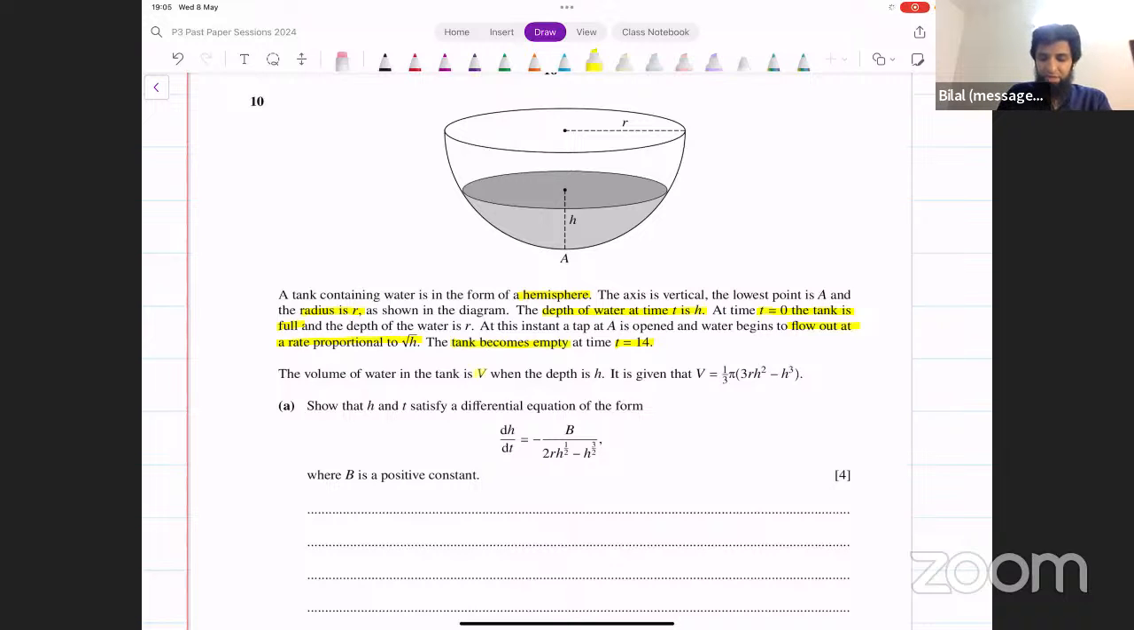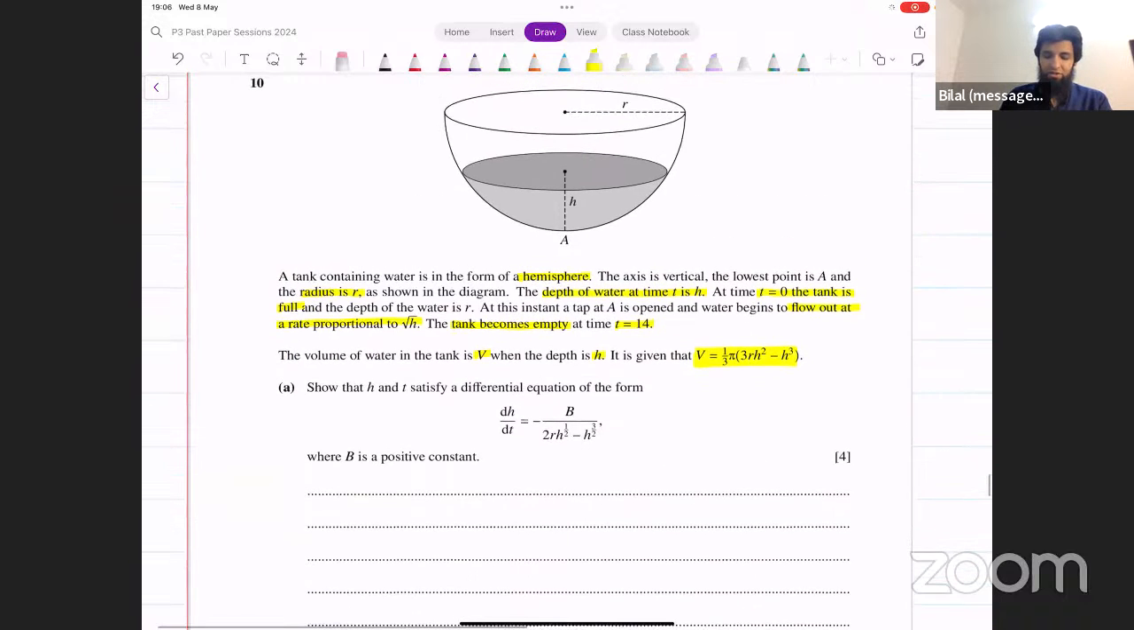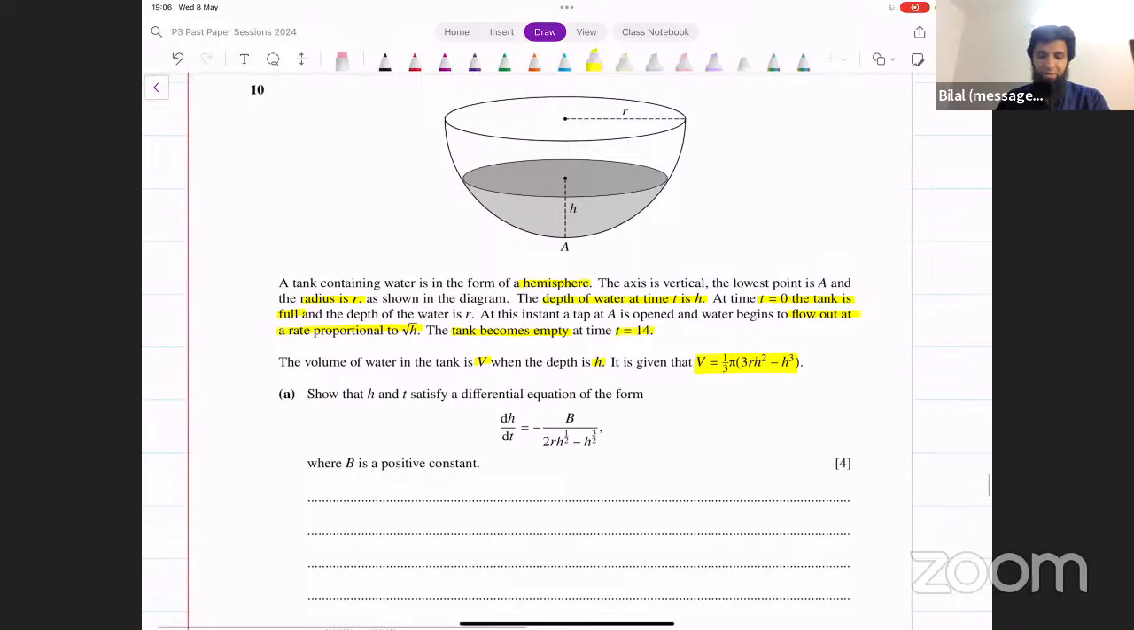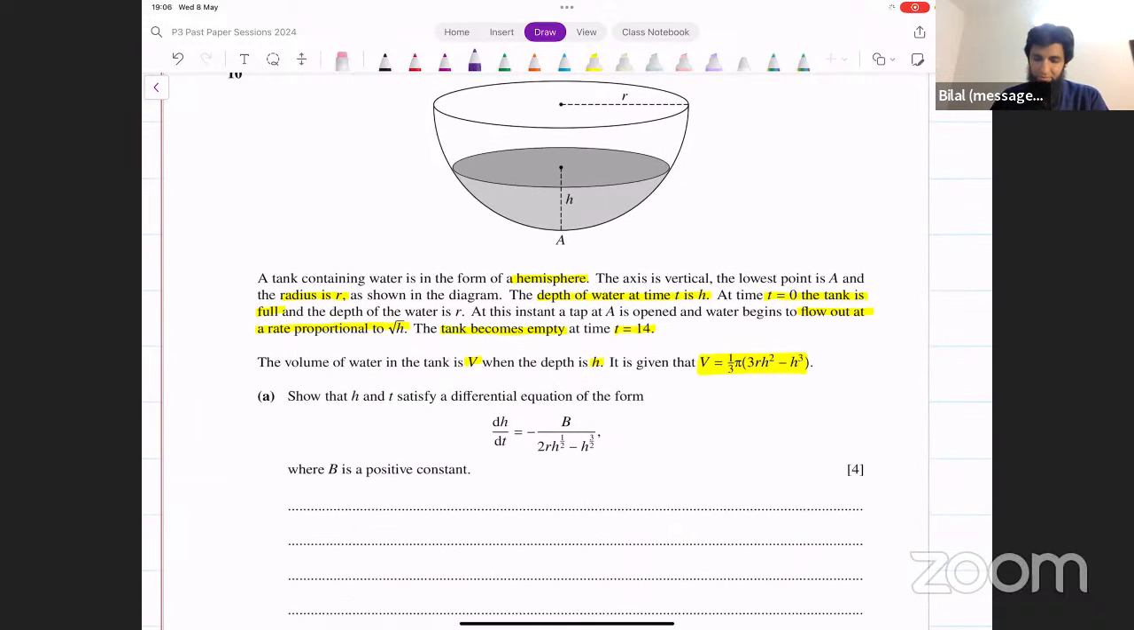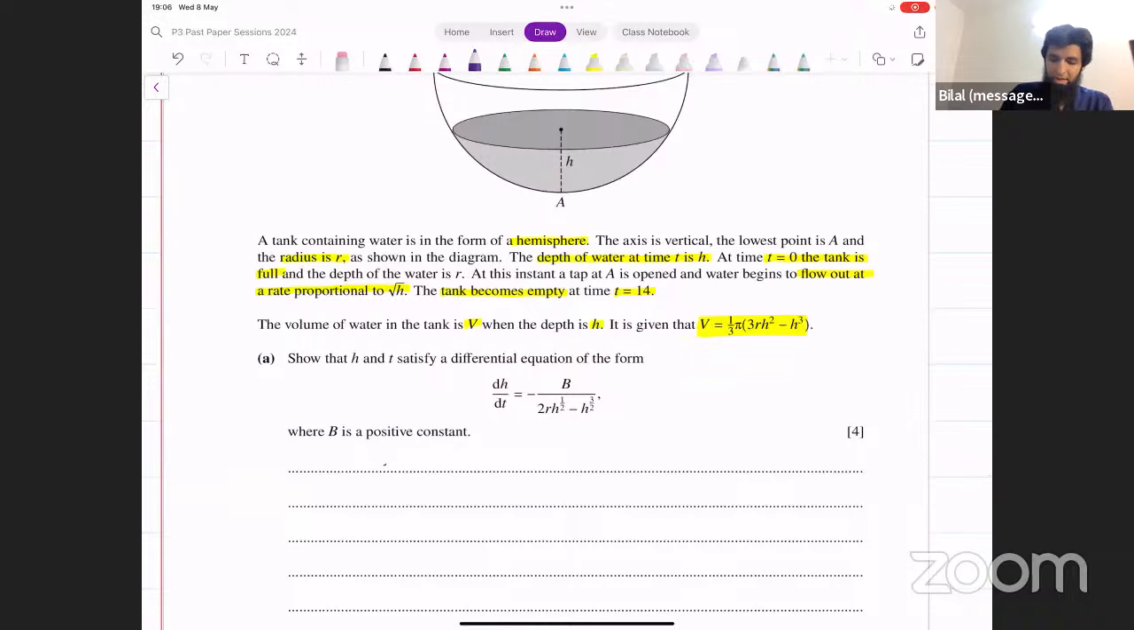Volume of water in the tank is V when depth is H. It's given that V equals this. We have a relationship between volume and height that they've given. Show that H and T satisfy a differential equation of this form, where B is a positive constant. Now, how do we think about this? Okay, so the tank is full initially. Initially, it says the tank is full. And the water just begins to flow out then. What's the rate of outflow of the water?